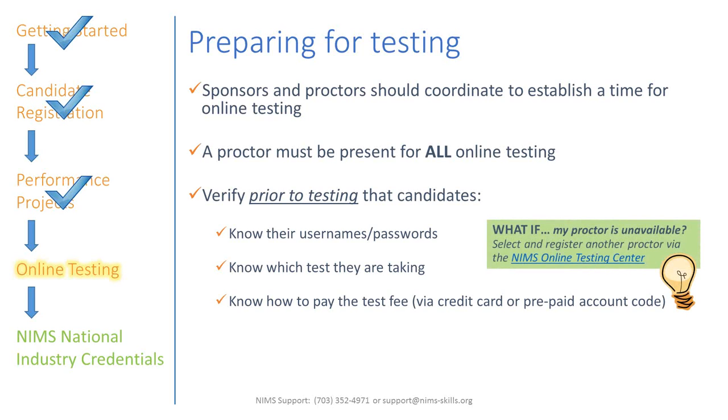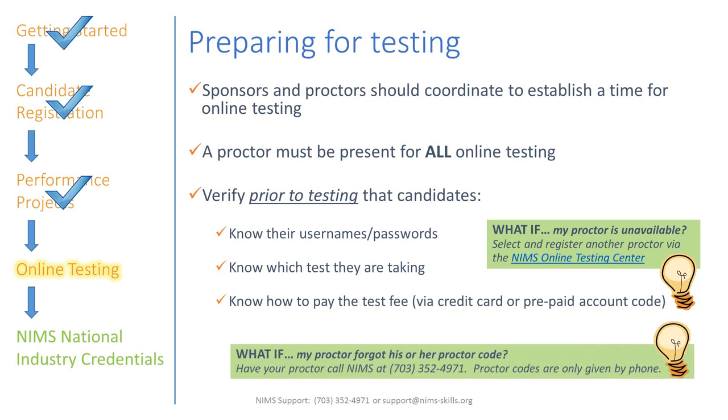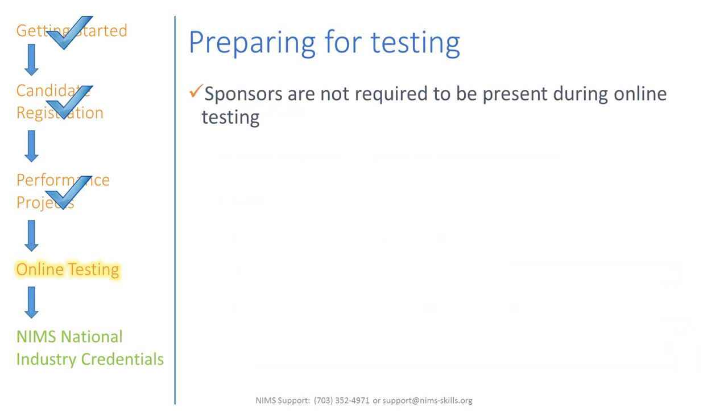If your proctor is unavailable, then another proctor will need to be selected and registered before testing can occur. If your proctor has forgotten his or her proctor code, then he or she must personally call NIMS. Codes are only given by phone and only to the proctors themselves. Sponsor presence is not required during online testing.